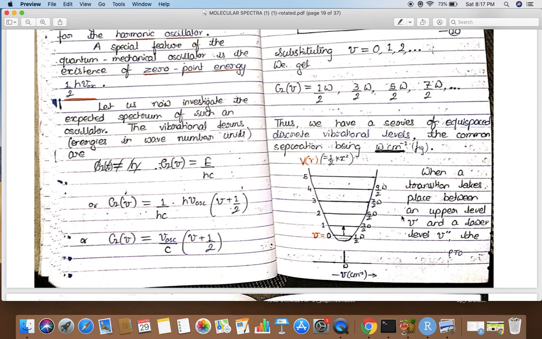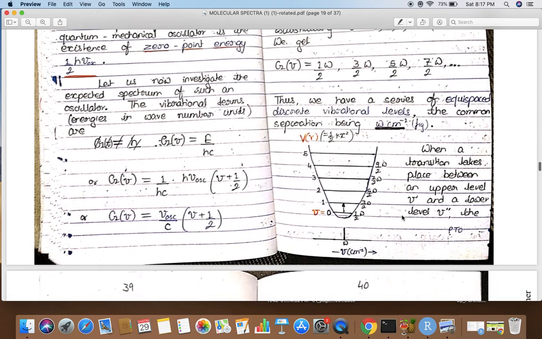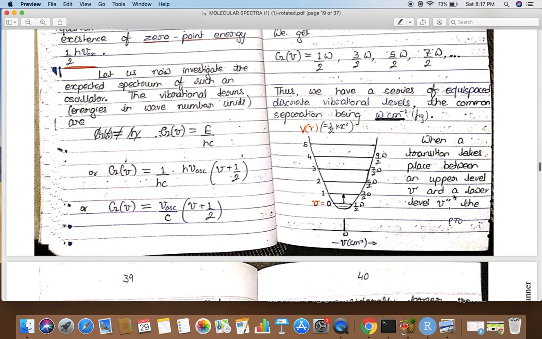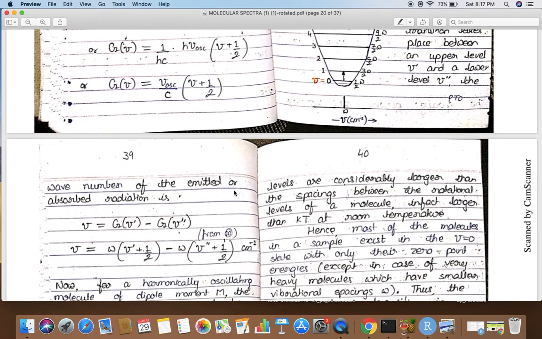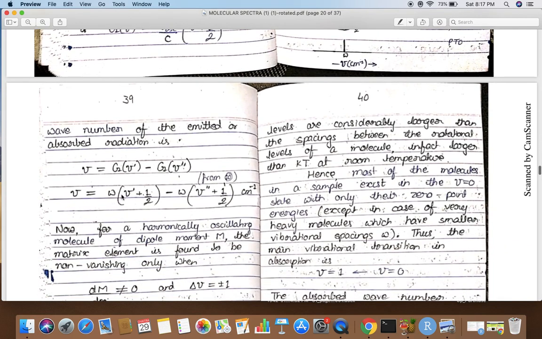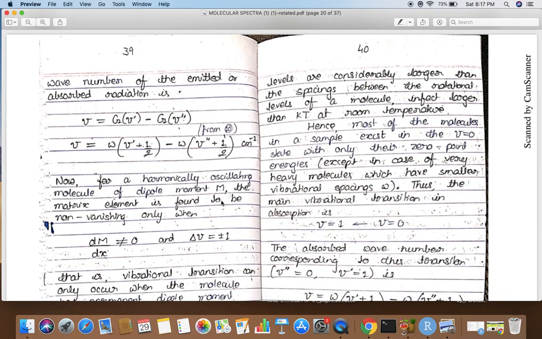Then when a transition takes place between an upper level ν' and a lower level ν'', the wave number of the emitted or observed radiation is defined. This ν is equal to G(ν') minus G(ν''), and simply that is ω(ν' + 1/2) minus the lower level. For a harmonically oscillating molecule of dipole moment M, the matrix element is found to be non-vanishing only when dM/dx is not equal to 0 and Δν is equal to ±1. So that is the condition.